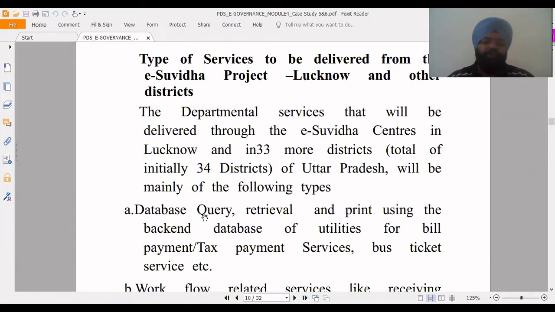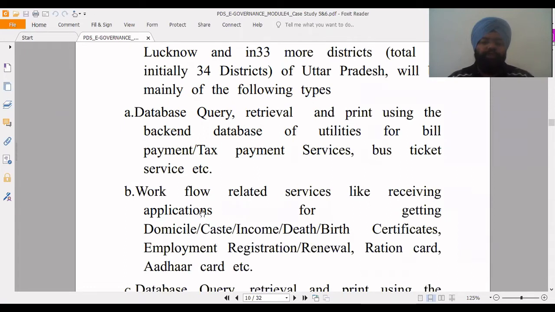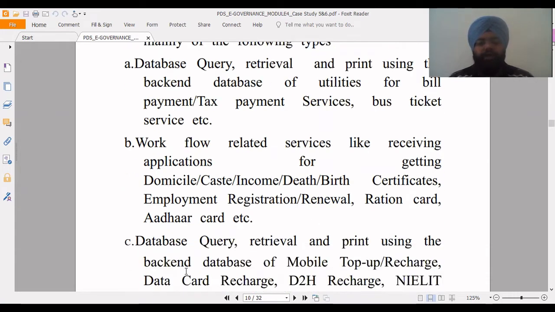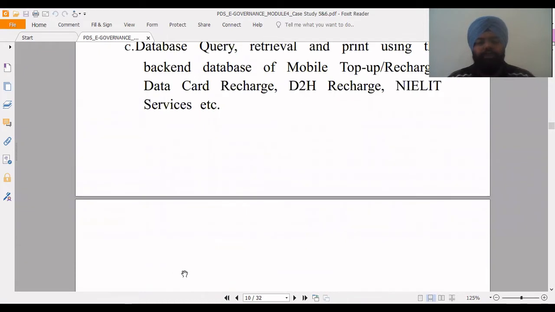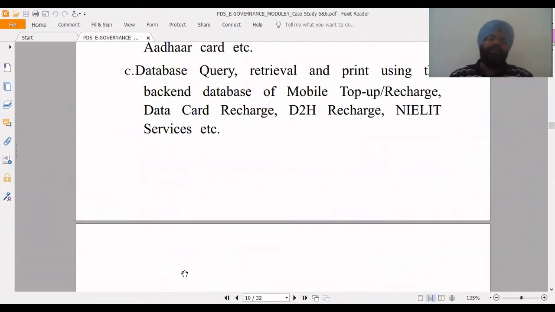So first is your database query. Now the second is the workflow related services like receiving applications for getting domicile, caste, income, death, birth certificates, employment registration, renewal, ration card, Aadhaar card, etc. Next is the database query, retrieval and print using the backend database of mobile top-up, recharge, data card recharge, D2H recharge, NIELIT services, etc.